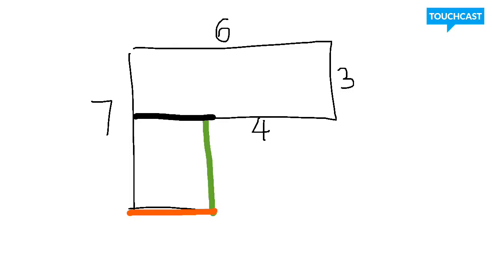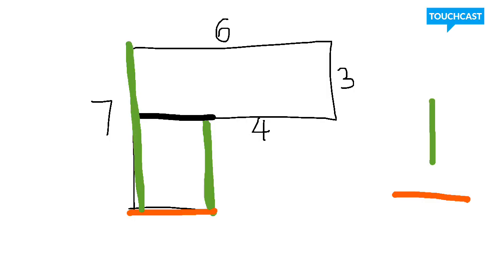So let's take a look at figuring out this missing side, this green one right here. Everything I'm highlighting in green is going to be the vertical. Vertical, remember, goes up and down. Horizontal goes side to side. Okay? So let's stick with the vertical. This side is green. It's vertical, and it's 7.